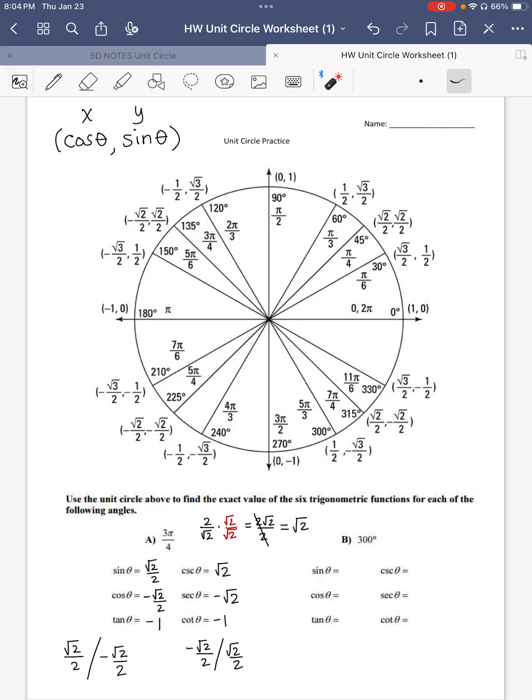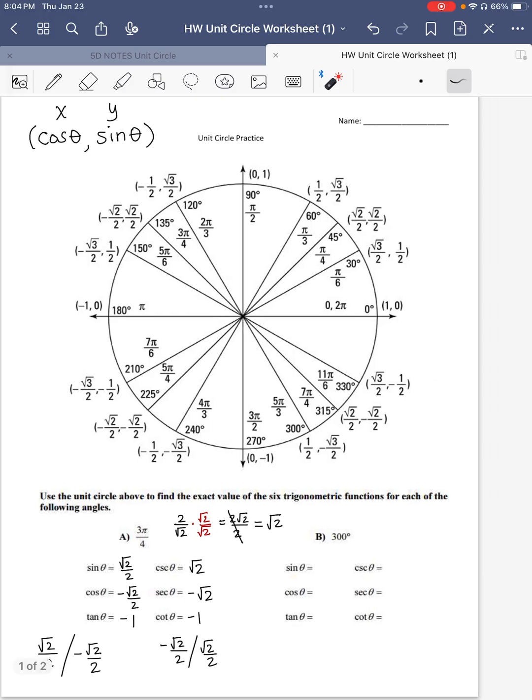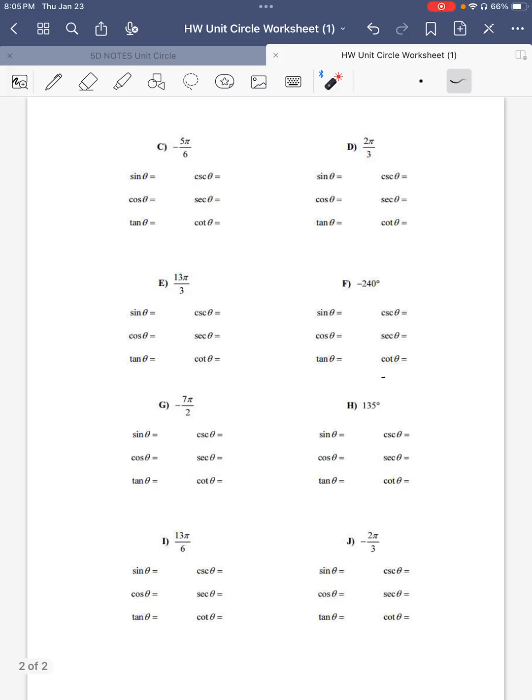For example, 300 degrees, that is on your unit circle. So you can try this problem just like I did part A. But let's move on to one that's not on our unit circle. I'm going to use this as an example. Moving forward, I'm going to do E and F, and I'm not going to look at the unit circle at all. I'm going to use the skills we've already learned.